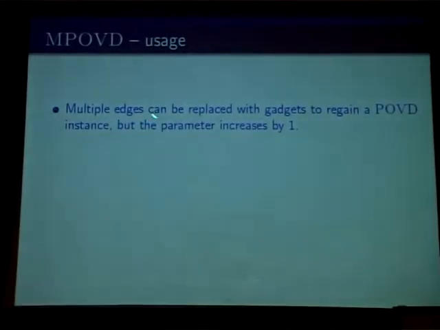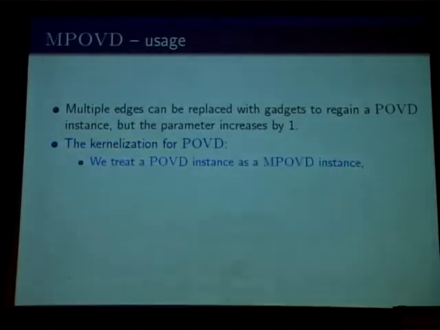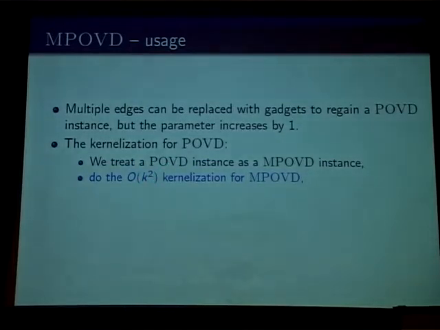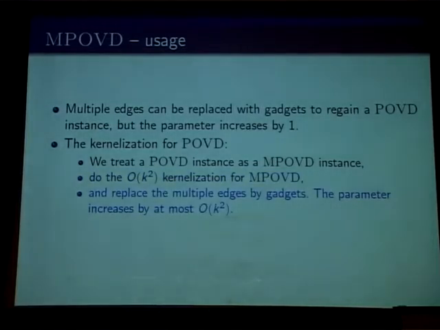Okay, so what about the connections between this mPOVD and POVD problem? We've shown that multiple edges can always be replaced by a gadget to regain a POVD instance from an mPOVD instance, but the parameter increases by 1. So how will the tricky kernelization for POVD go? Firstly, we will treat the POVD instance as an mPOVD instance because mPOVD is a stronger problem. Then we do quadratic kernelization for mPOVD without any tricks. This will be a simpler kernelization. And in the end, we will replace all the multiple edges by gadgets and increase the parameter. So the parameter can increase at most by order of k square. So it is not a strong kernel or proper kernel as it's also called. Namely, the parameter can increase in the end.